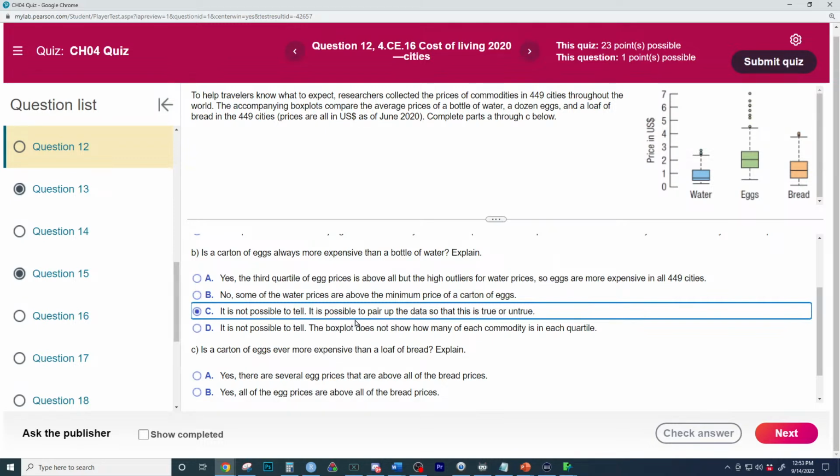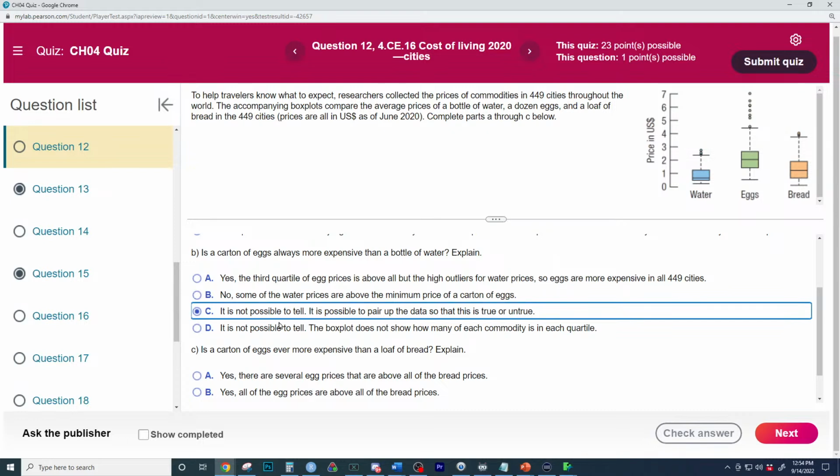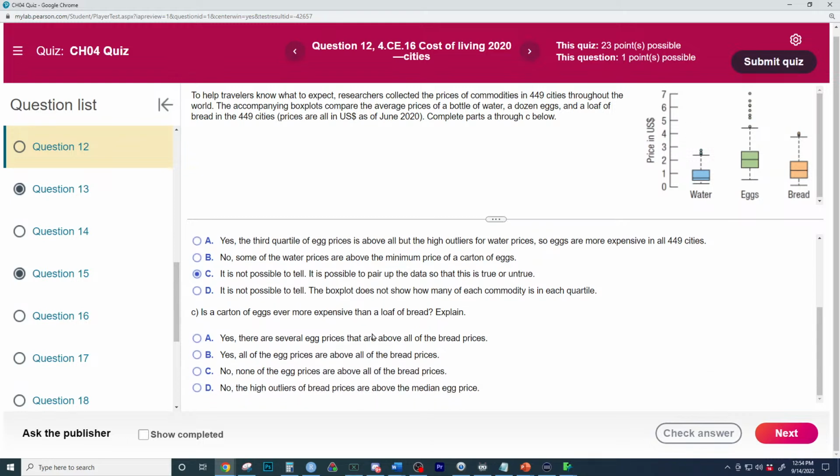Wait, the box plots just show. Wait. It is possible. Wait, it is not possible to tell. It is possible to pair up the data so that this is true or untrue. Yeah, that is. They're saying there's ways in which it is possible. You could take values and start pairing them up so that eggs is always more expensive than water. It should say if you went to a country, will eggs always be more expensive than water? So I think that's what they're getting at.